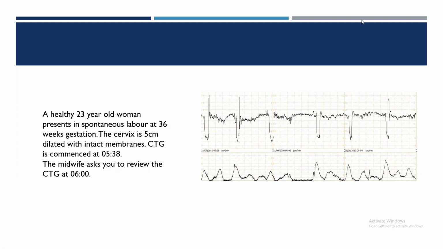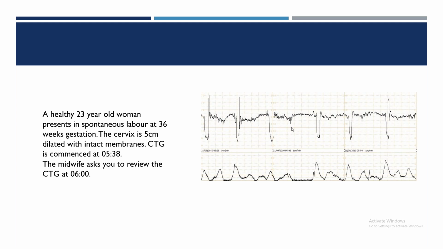Sorry. So this is the 23-year-old, 5 centimeter, 36 weeks. Okay. CTG is 538. So this is almost 30 minutes CTG. You can see contractions, how many? 1, 2, 3, 4. 4 to 5 contractions are there.